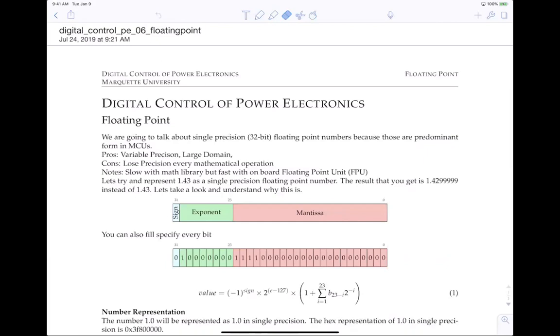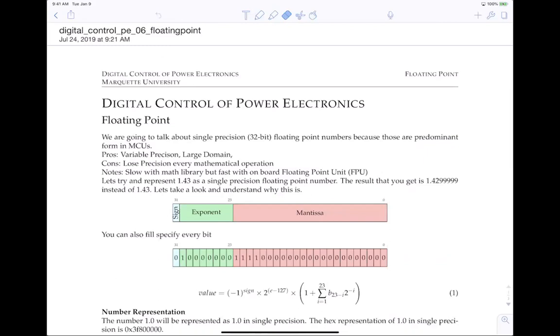Okay, so what are the pros and cons of this? You have variable precision, so essentially the point can move. With that, it gives you an extremely large domain, meaning you can represent a large domain. When you're in fixed point, you fix a point, you're stuck to that range. You can't go outside of that range, but here you can.